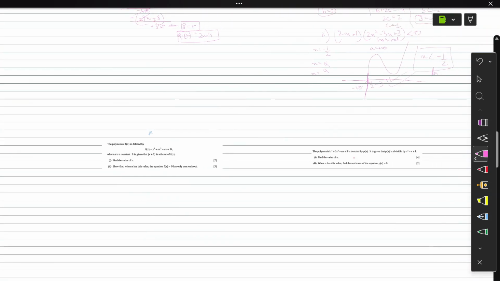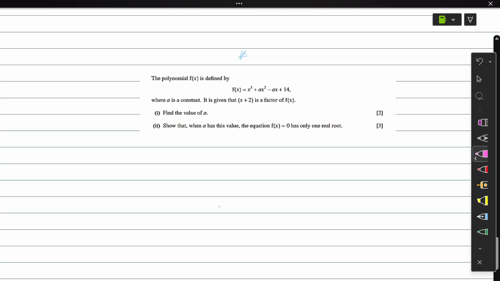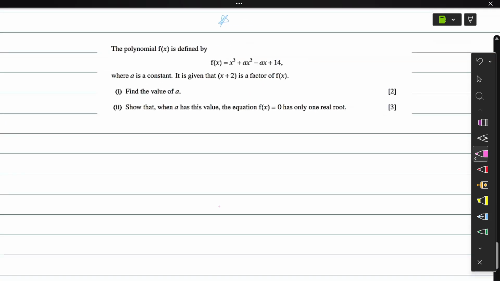Okay. Last two questions I'm going to do. Here we go. The polynomial f of x. This is the polynomial, a is a constant. Given that, now this is very easy. X plus 2 is a factor of f of x. Find the value of a. What do we do? Equate to 0. X equals to minus 2 should give you the remainder 0.